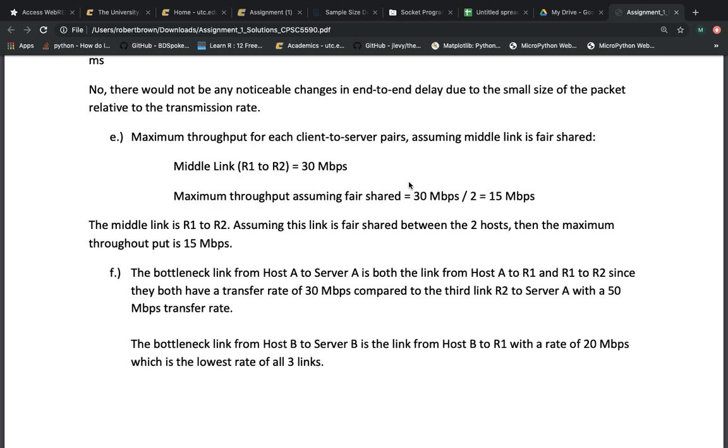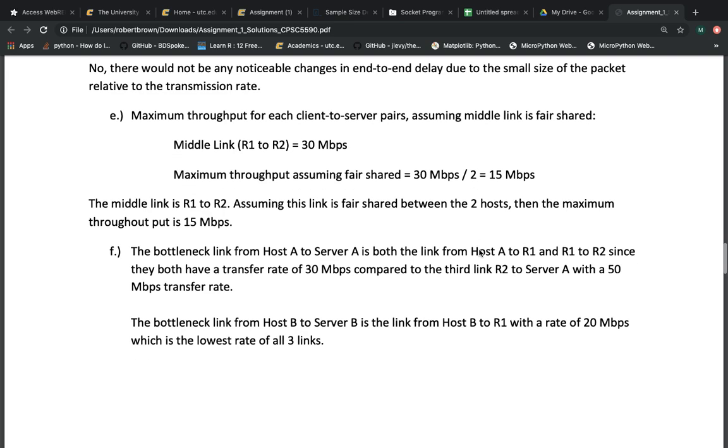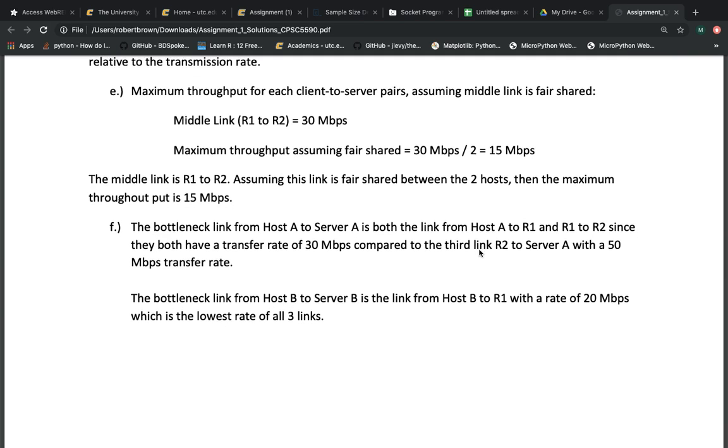All right, problem E. What is the maximum achievable end-to-end throughput in megabytes per second, assuming the middle link is fair shared? The middle link is R1 to R2. It's fair shared by both hosts, and so since it's fair shared, we're going to divide that middle link rate by 2. So it's going to be 15 megabytes per second. And that would be the maximum throughput for each client to server pair.